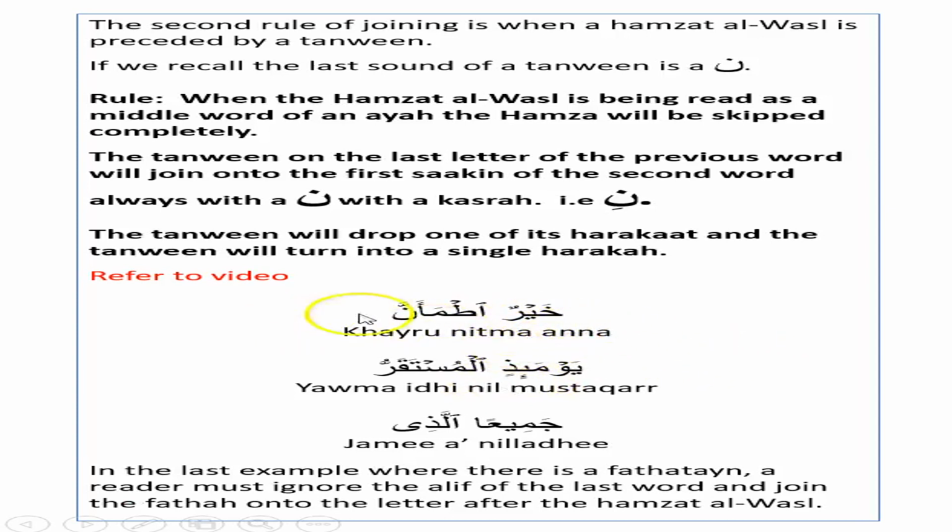Just for the purposes of showing you how to join it, I've written it with a Tanween, so you can see that a Tanween is actually there. So we have khayrun nit'ma'in, khayrun nit'ma'in. If you see, I have said ru, then ni, ru, and then ni. Because the ra here has a dhammatain, I am keeping one single dhamma, but then I'm saying ni, and the ni is being joined onto the ta.